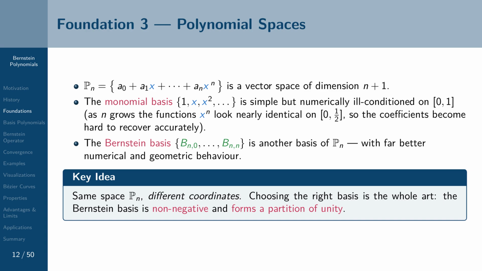A quick linear algebra reminder. Polynomials of degree at most n form a vector space of dimension n plus 1. The obvious basis is the monomials 1, x, x squared, and so on. But on the interval from 0 to 1, that basis is numerically ill-conditioned. The Bernstein polynomials are simply a different basis of the same space. And that basis is non-negative, and it forms a partition of unity, which gives it far better numerical and geometric behavior. Choosing the right coordinates is the whole art.